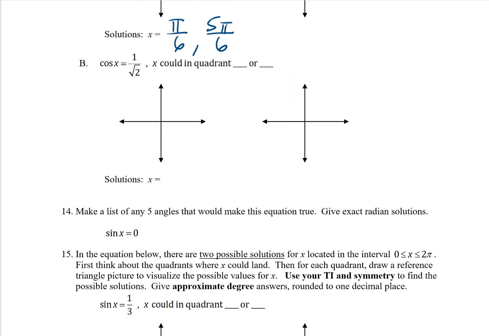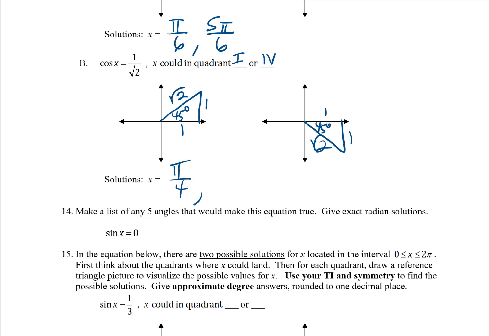Problem B. Now I have a cosine ratio. Where is cosine positive? All Students Take Calculus. Aha, it's quadrants 1 and 4 where cosine comes out positive. So I'll be drawing one picture here. Cosine is adjacent over hypotenuse. This is a 45, 45, 90 triangle, which means one answer is 45 degrees, pi over 4.